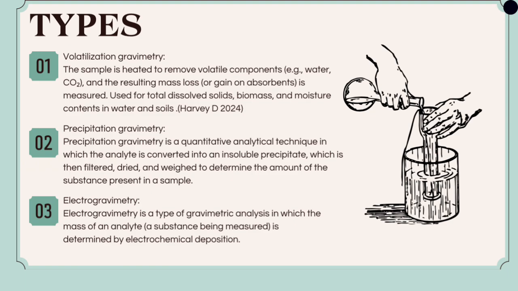Lastly, we have electrogravimetry. This involves using electrochemical deposition to isolate the analyte. The analyte is deposited onto an electrode and then weighed. It's often used for metals and conductive substances. These three types each have their specific application depending on the nature of the sample and the substance being analyzed.